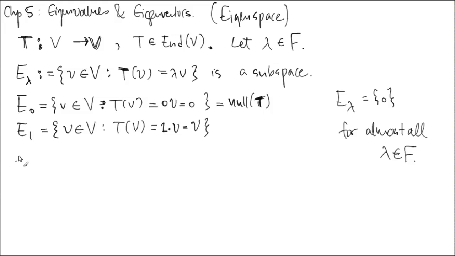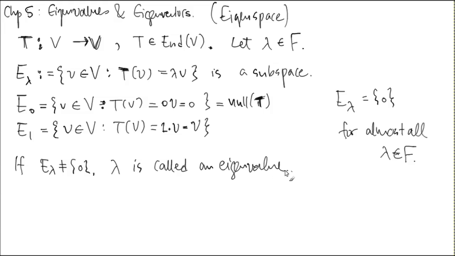So let me phrase it this way. If E lambda is not trivial, what is the name of this lambda? It's called an eigenvalue. There's some non-trivial vector that actually has this property, lambda times V. Is that right? Everything inside here is called eigenvectors. The collection of all these eigenvectors under the same eigenvalue is called eigenspace. Make sense?